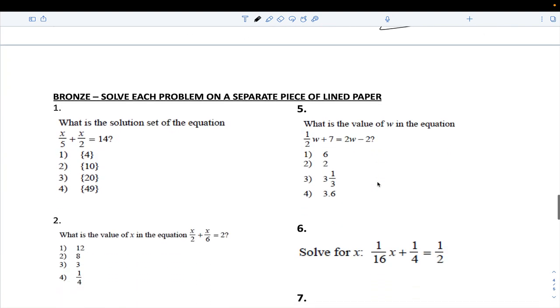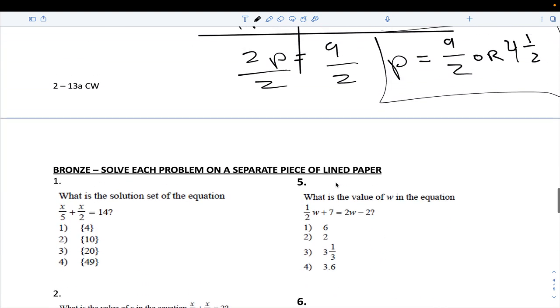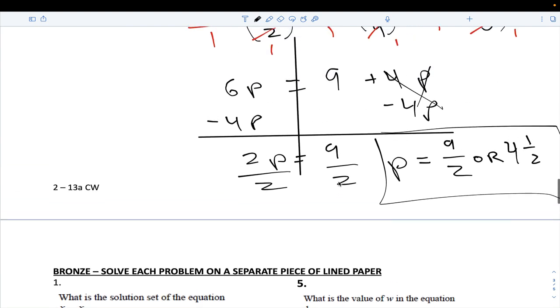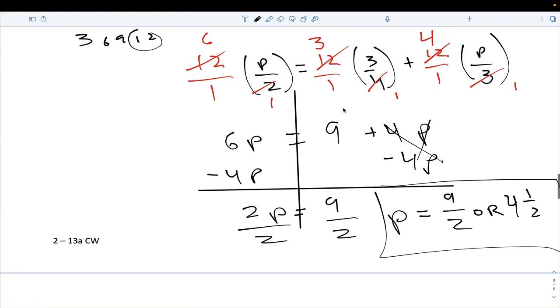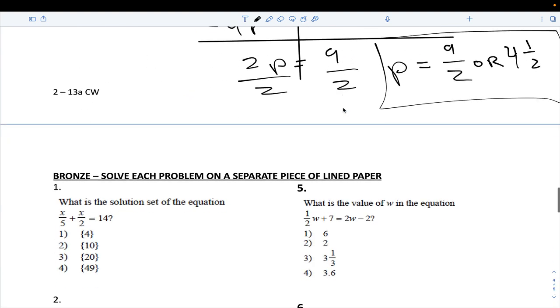Is it negative? No, it's not. There's a positive 2 and a positive 9. It's a positive 2p and a positive 9. Yeah, it's positive. You're good.